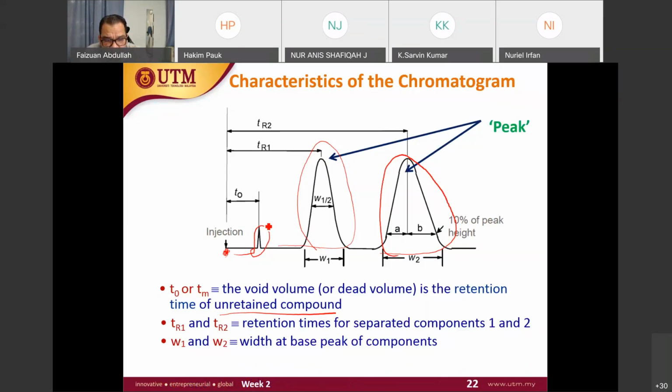TR1 and TR2 are the retention times for separated components 1 and 2. You need compound 1 and compound 2. And then W1 and W2 are the widths at the base of the peaks of the components. The width, the size, is what we call in Malay ketebalan, at the base of the peak of the component.